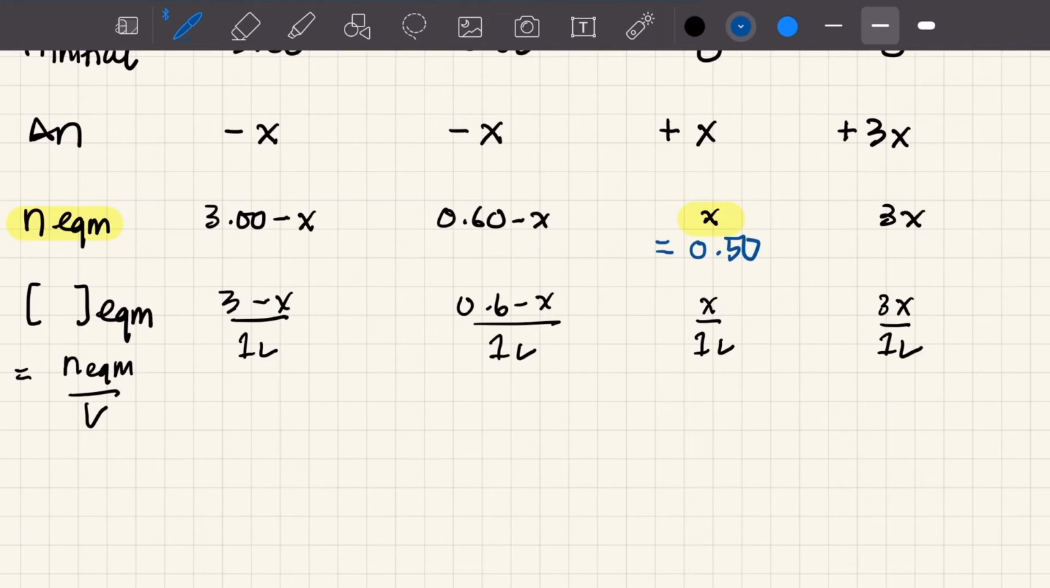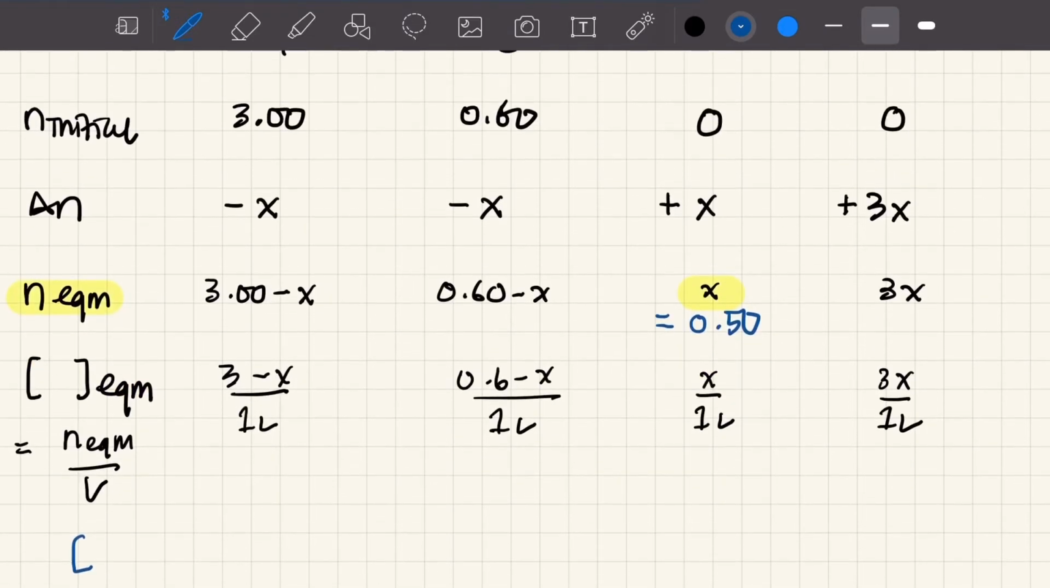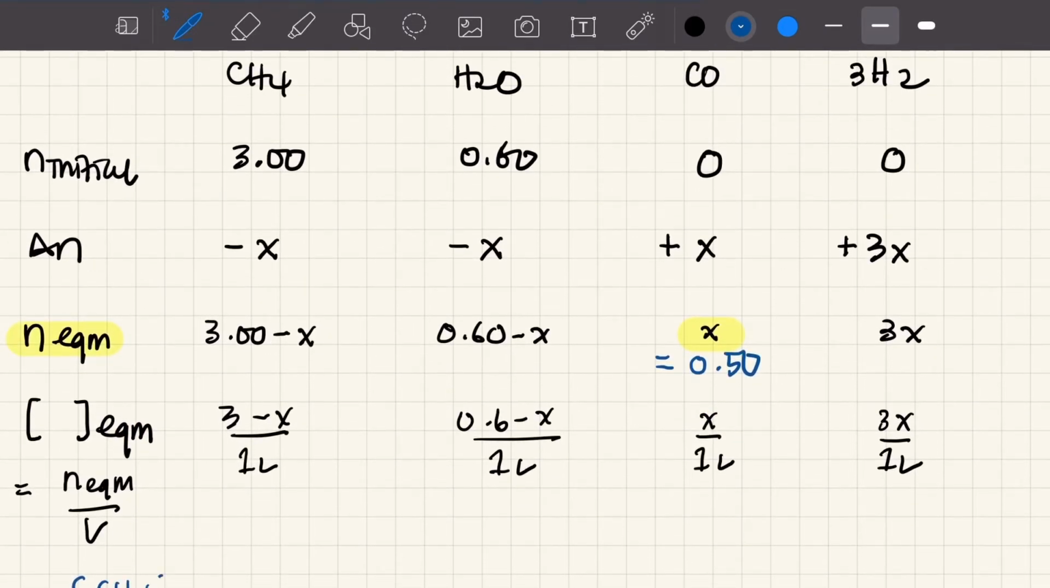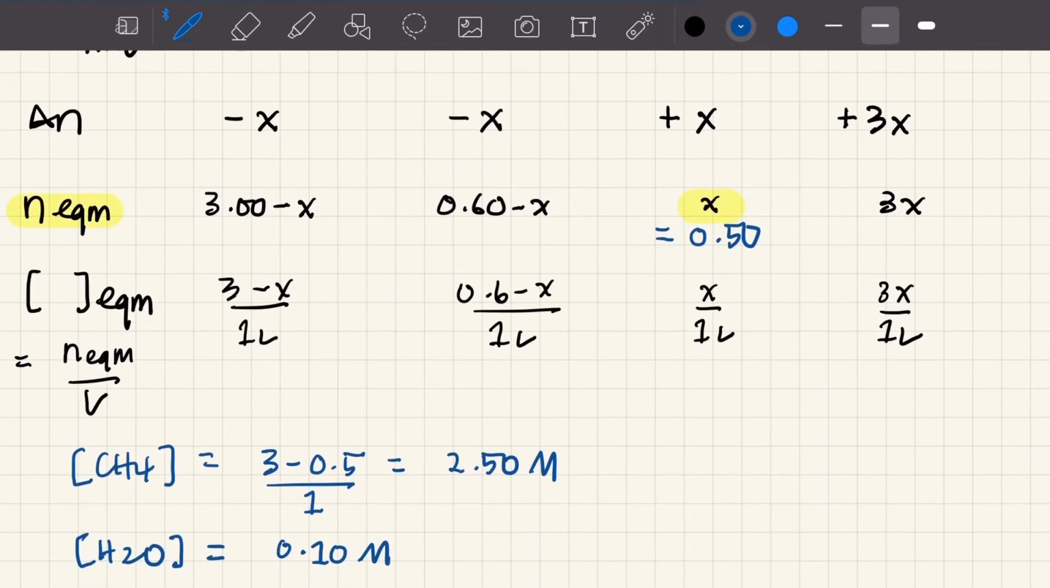So that means you already found your X. Now you can find your concentration at equilibrium. For CH4, it will be 3 minus X. What is your X? 0.5 over 1, so calculate that, 2.5 molar. Right? So you can find it for water. For water, you will get 0.1 molar. Sorry, it's moles, not molar. Oh, we weren't supposed to find concentration, were we? Never mind, at least we already found the concentration.